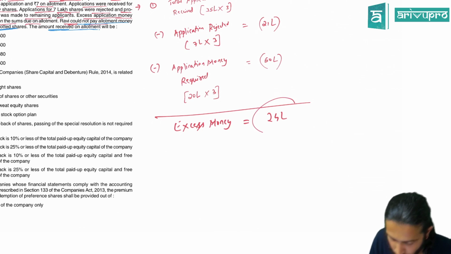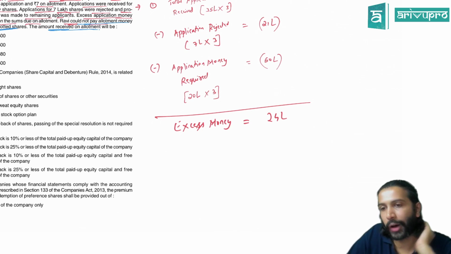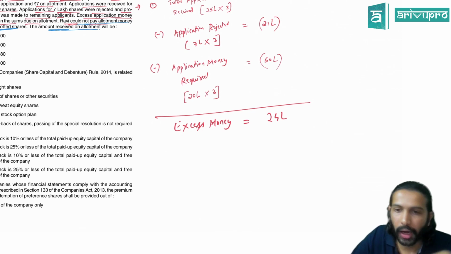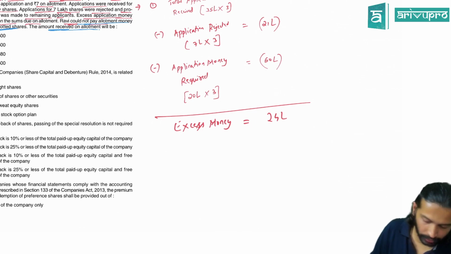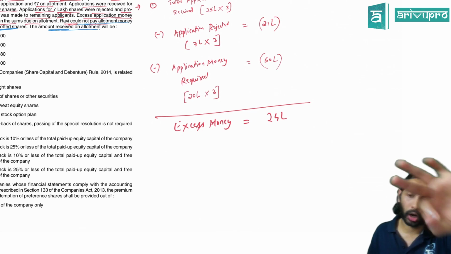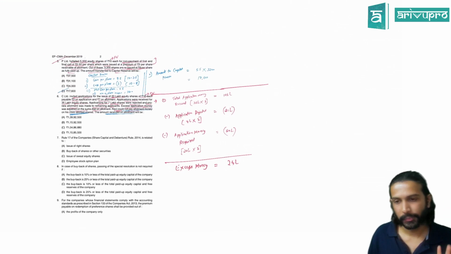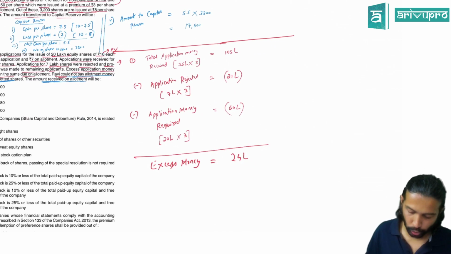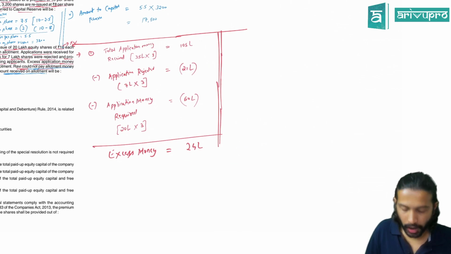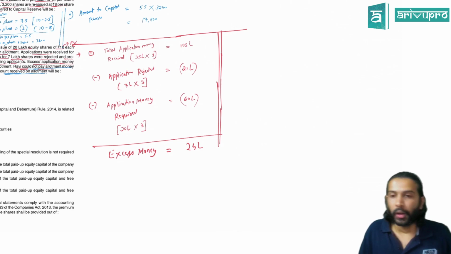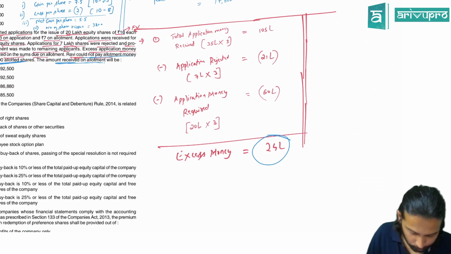What will the company do? Will they refund this 24 lakh back to the shareholders? No. After application, what will come? Allotment. So this 24 lakh, the company will adjust with allotment. This is the first step, to find out how much is excess. So I believe this is okay for you. Yeah. Excess application money received is 24 lakh.